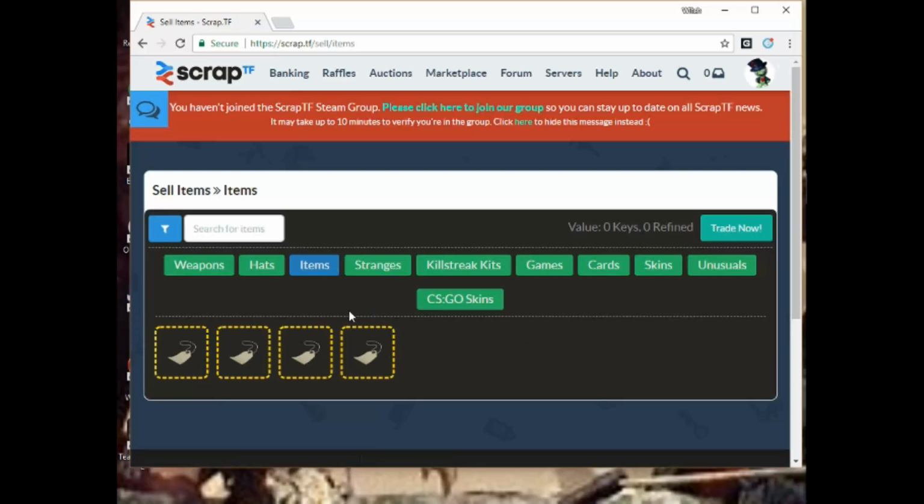Oh, by the way, this is a site called Scrap TF. It's like one of the best trading sites. Usually that's 1.22 refined, but let's see what happens.